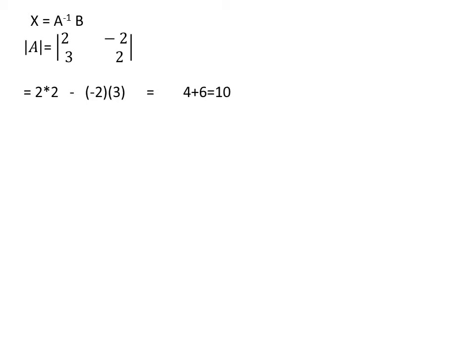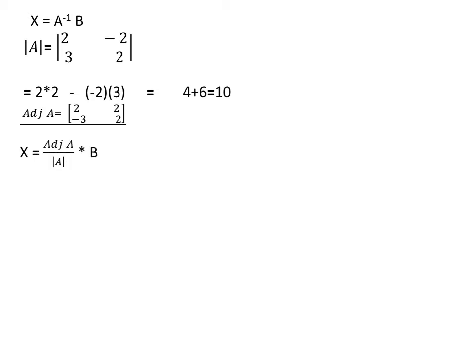Now we have to find the adjoint of matrix A. To find the adjoint of matrix A, we interchange the elements at the diagonal places and change the signs of all the other elements. In this way we get the adjoint of matrix A with the elements 2, 2, minus 3 and 2. Now we will put both these values in the formula of A inverse.